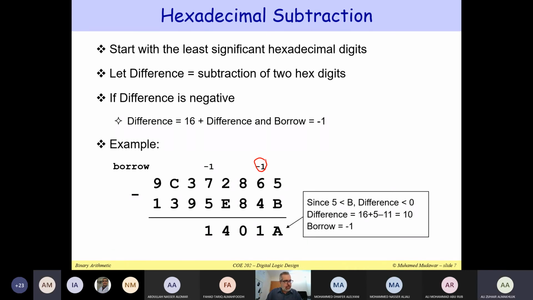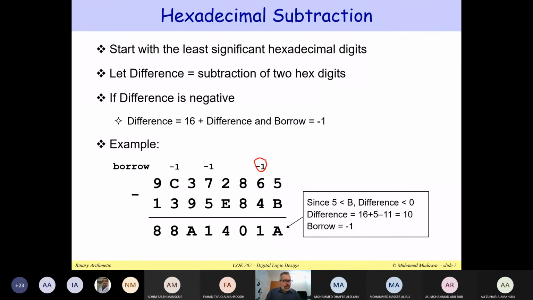Let us continue. 16 plus 3 minus 9. 10, or A. Exactly. A and borrow. Okay. So now when you borrow from the C, what does it become? B, which is 11, minus 3. What do you get? 8. Okay, 9 minus 1, 8 also. 8 without borrow. So we have done it. We have done the subtraction.